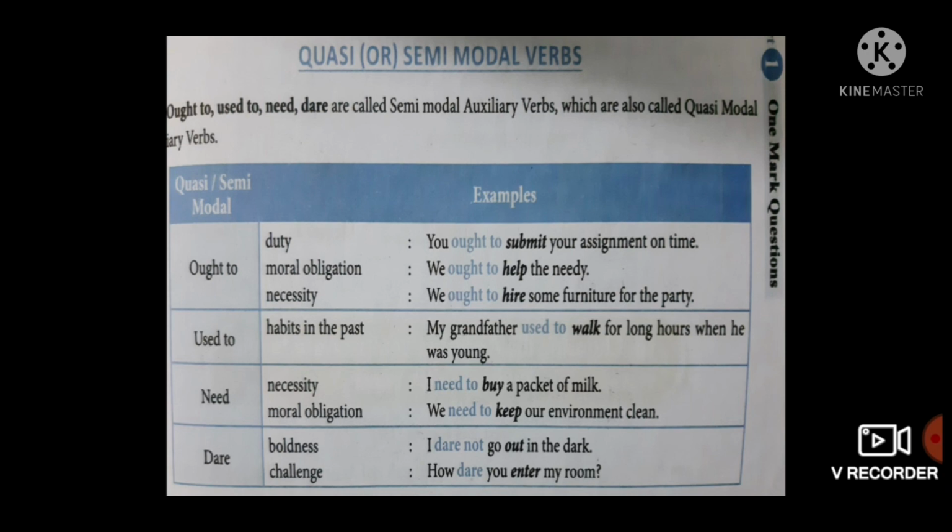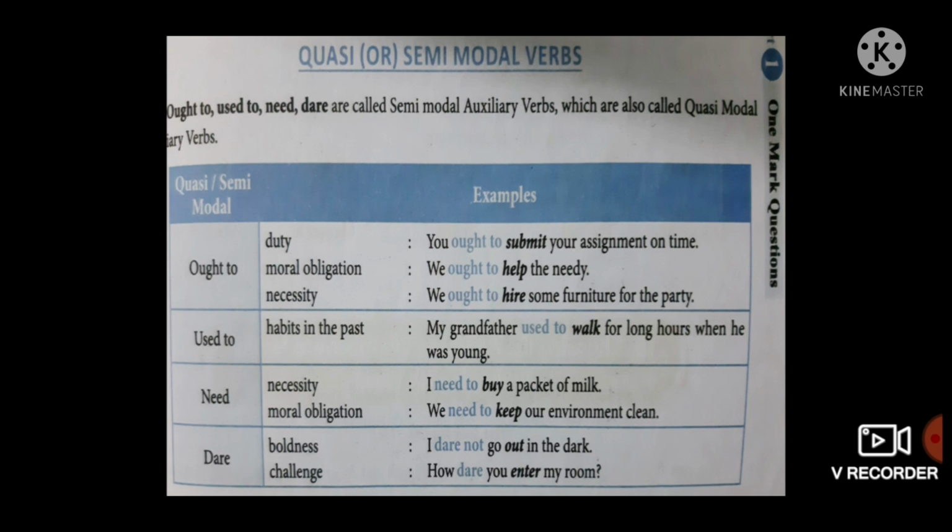We ought to help the needy. It's our moral duty. So really we need to help the poor. So that means you ought to help the needy, poor and needy. Then necessity. So we ought to hire some furniture for the party. So when things are in need or necessary, we use ought to.